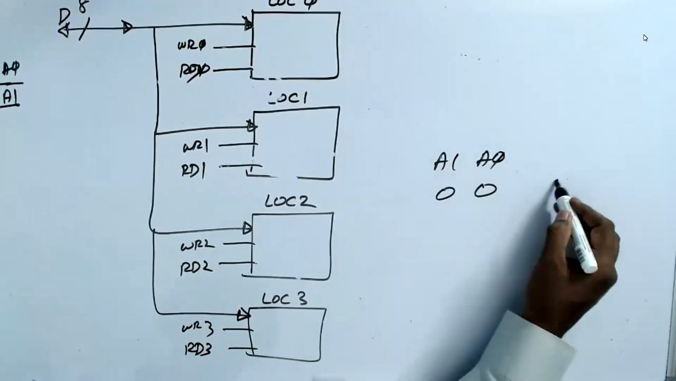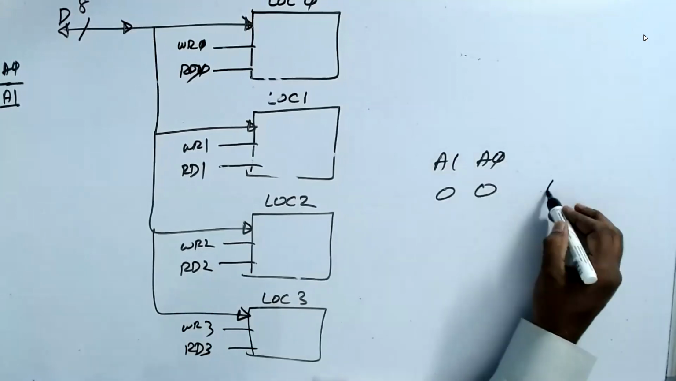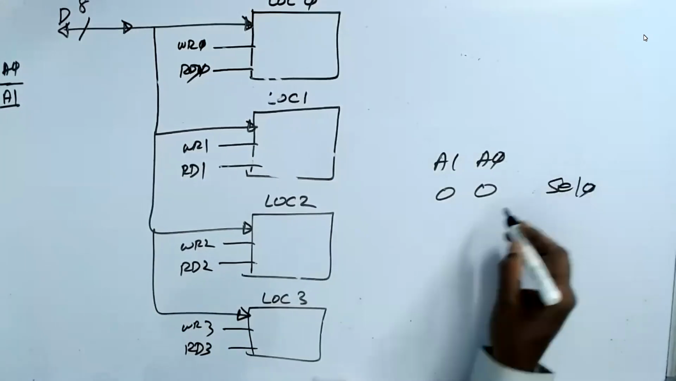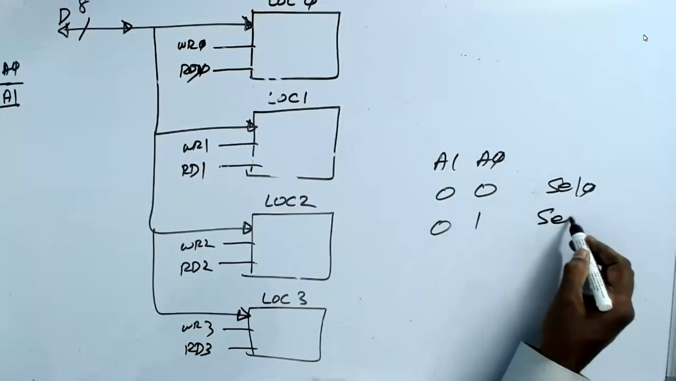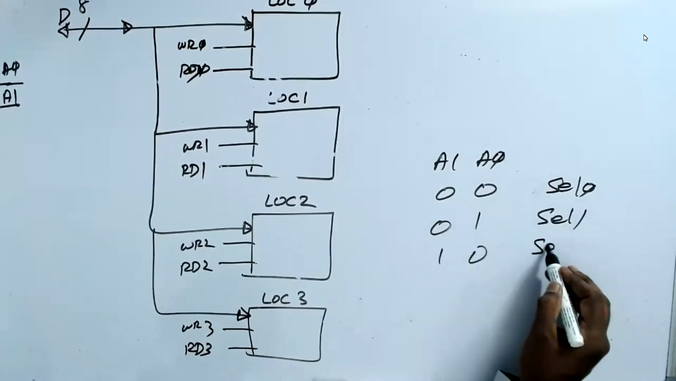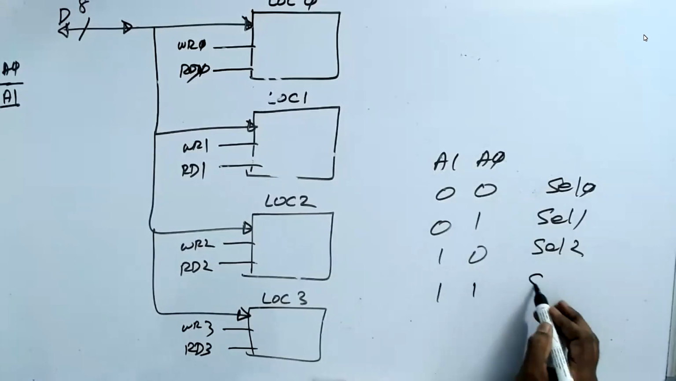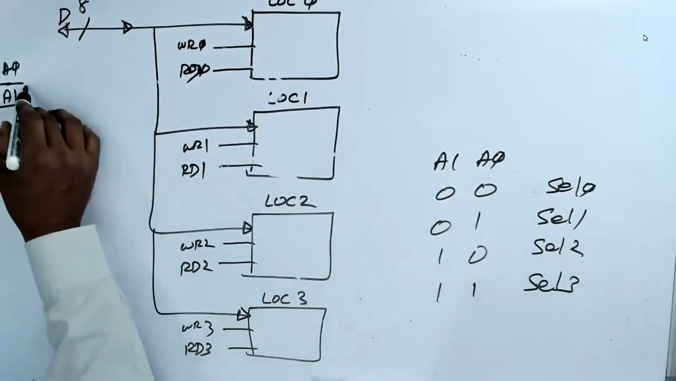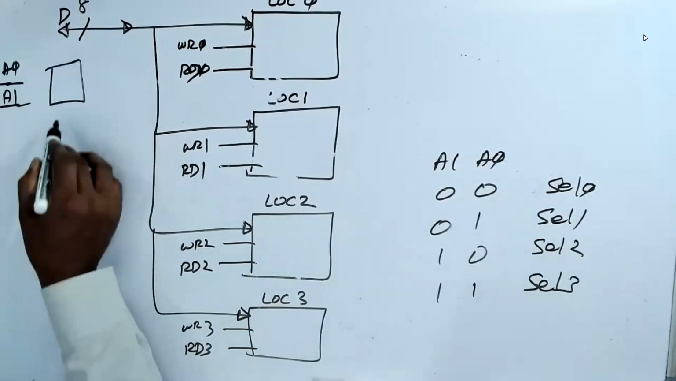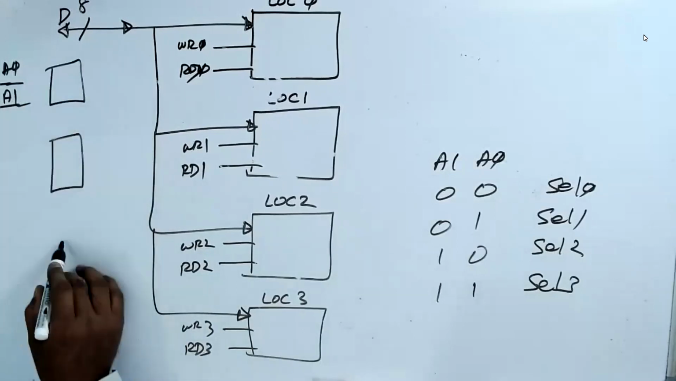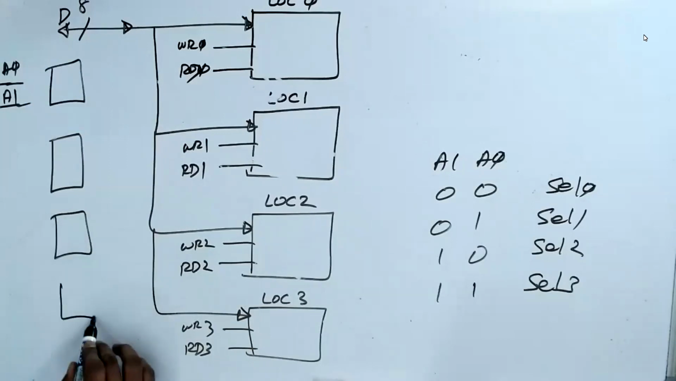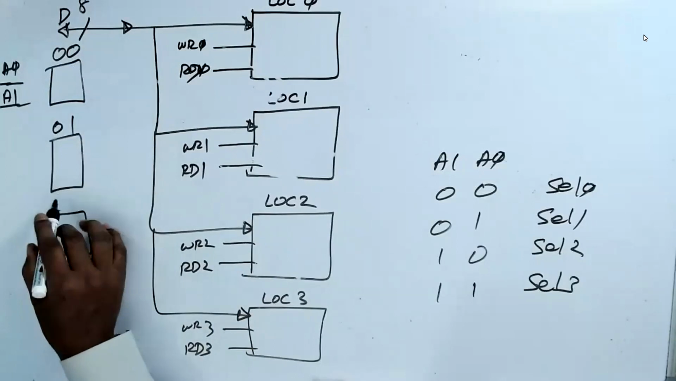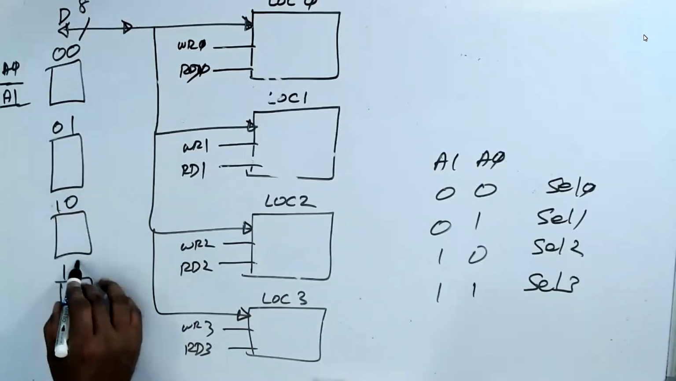So 00 means location 0, or select 0. See that. 01 means select 1. 10 means select 2. 11 means select 3. So I have 4. Now you see, I have 4 combinational blocks. Please understand. This name is 00. His name is 01. His name is 10. His name is 11.